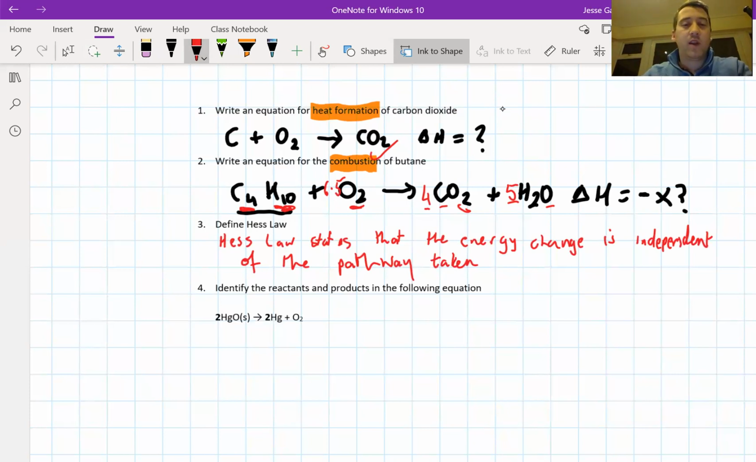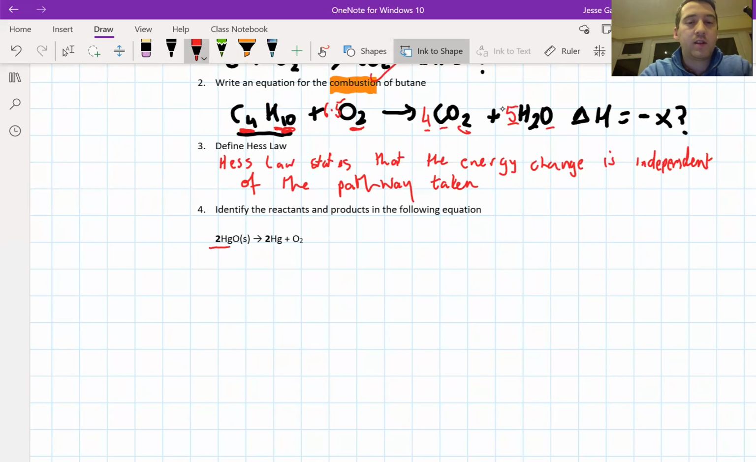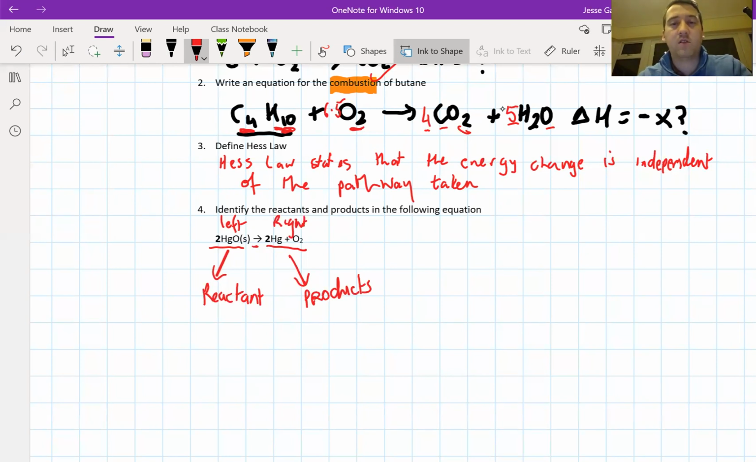The last thing, and this is a really important skill, is to be able to identify the products and the reactants in an equation. So I'm hoping that you guys said that this here, the mercury oxide, HgO, is a reactant. I know this because it's on the left-hand side of the arrow. So left are the reactants. That means these 2 things are products. So mercury and oxygen are products. And I know this because they are on the right and they are produced. Again, very basic skill to know that stuff, and I'm hoping that you guys did know that.